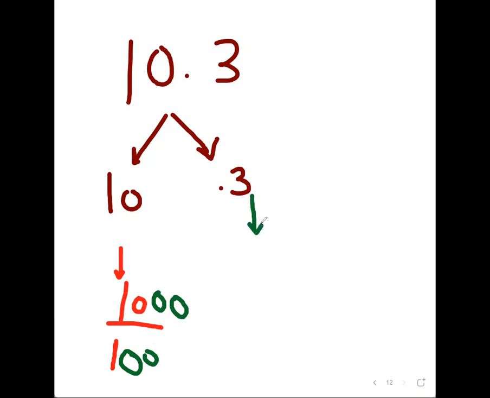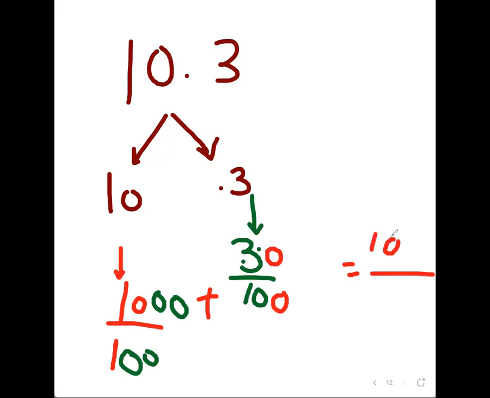Now, the time for the 3. 0.3 here means it's 3/10. But no, I don't want it in tenths. I want it in hundredths also, not tenths. That means 0 down, and I need to add another 0 up. Now, let's put these together. 1,000 plus 30 equals 1,030.